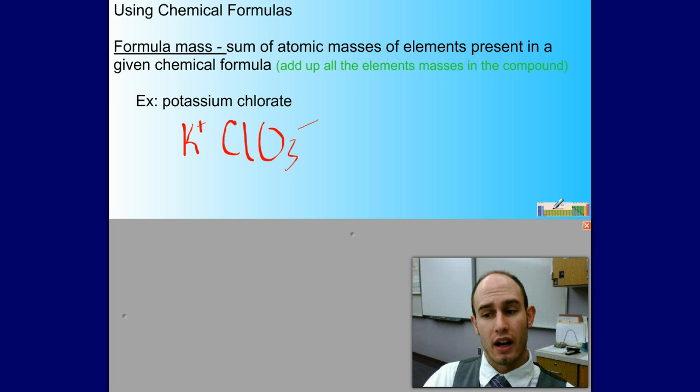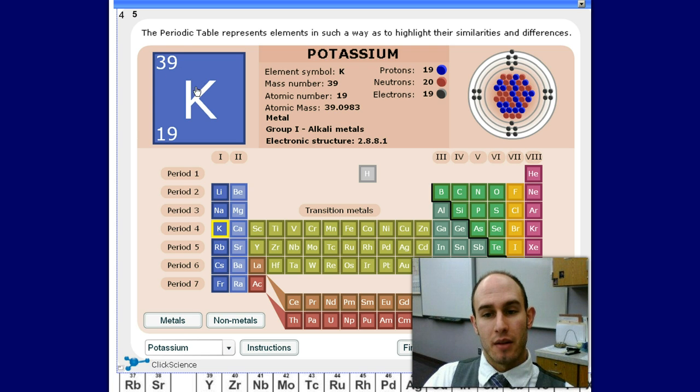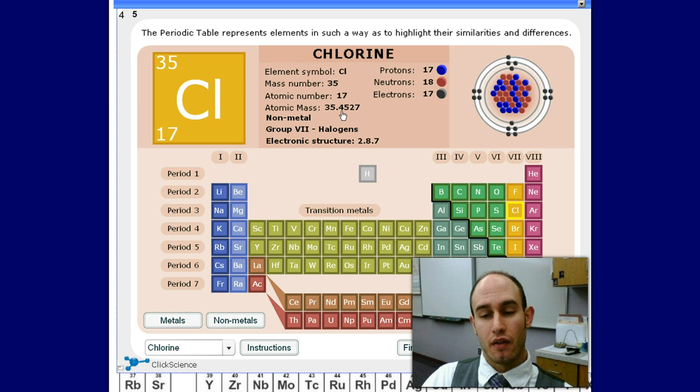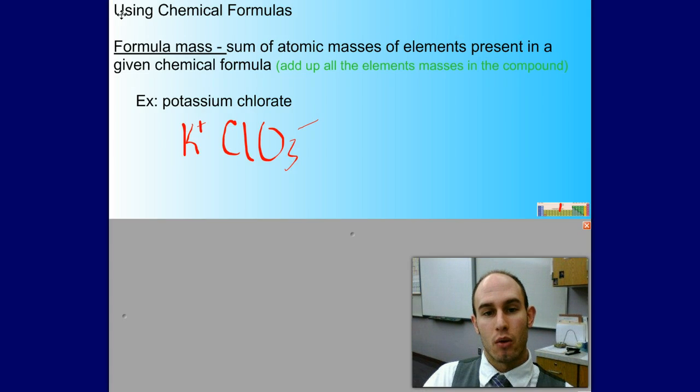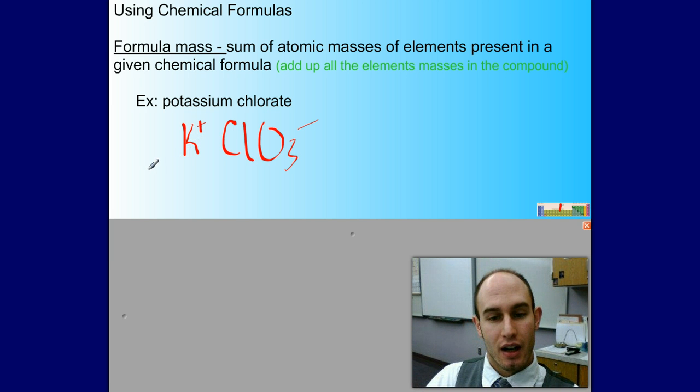Now we need to use the periodic table to get the atomic mass of each element. If you actually go to your periodic table right now, find potassium here, it's going to have a mass of 39. Chlorine over here has a mass of 35.45. So then we can go back to our problem and solve it. Potassium there, again, a mass of 39.09. Chlorine, we said, was 35.45.